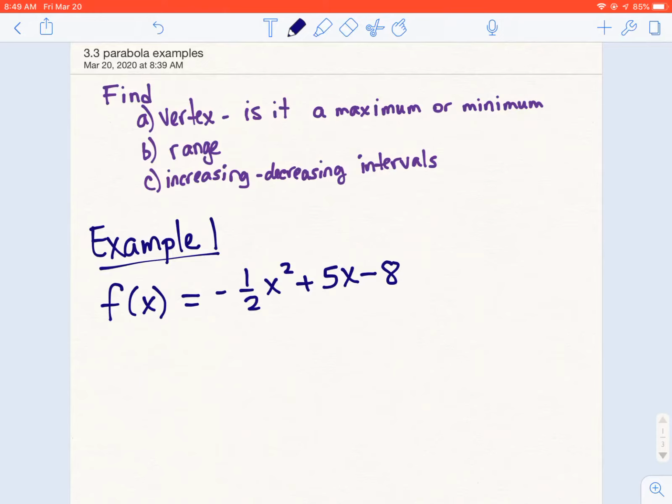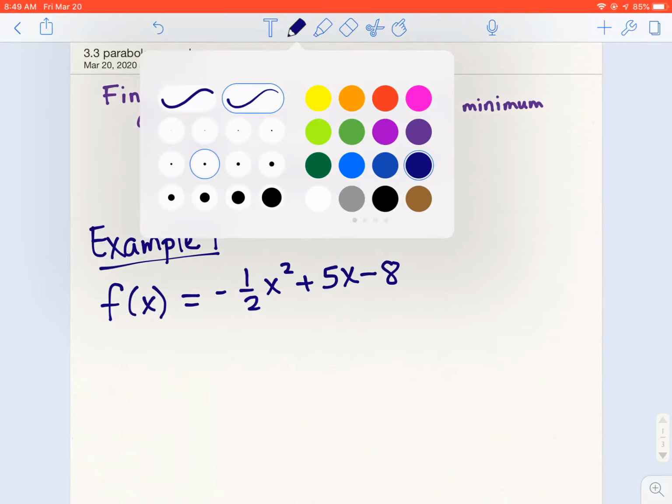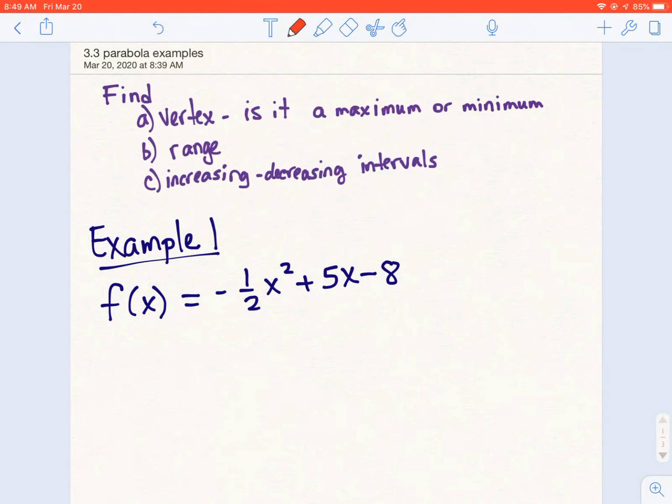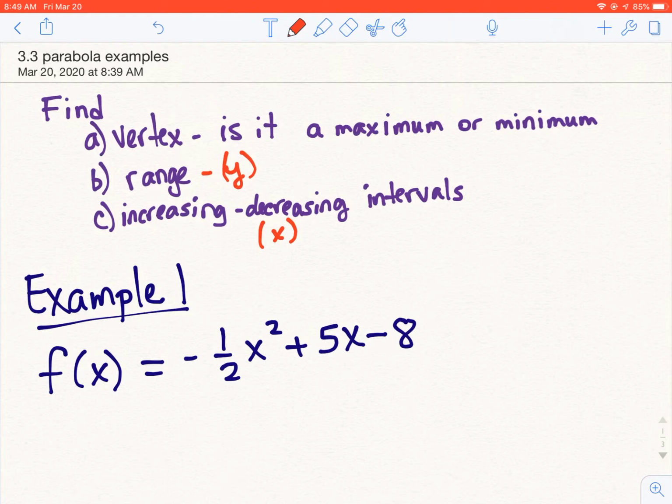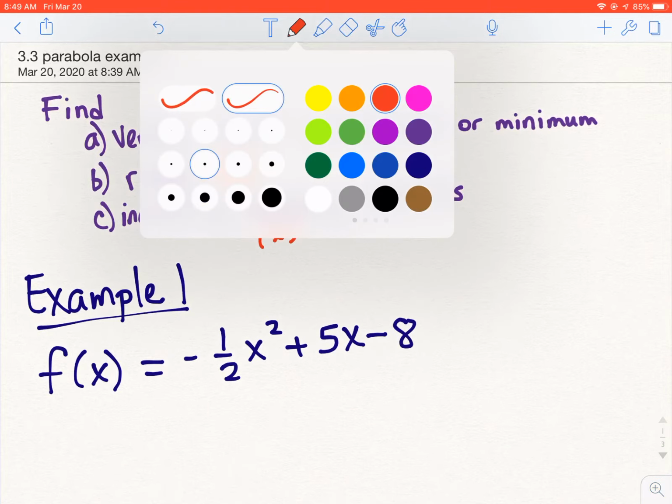f of x equals negative 1/2 x squared plus 5x minus 8. Our first goal is to find the vertex and decide if it's a maximum or minimum. Then we've got to find the range, and then we have to find the increasing and decreasing intervals. Remember that when we do the range, this is all about the y, and the increasing and decreasing intervals is all about the x. Okay, so here we go.